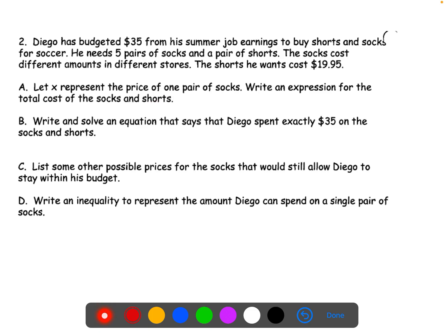He budgeted $35 to buy that. That's the amount of money that he's got set aside. He needs 5 pairs of socks and 1 pair of shorts. The socks are different amounts. That's why we're using X here to represent the price of a pair of socks. The shorts he wants cost $19.95, so we have that price.